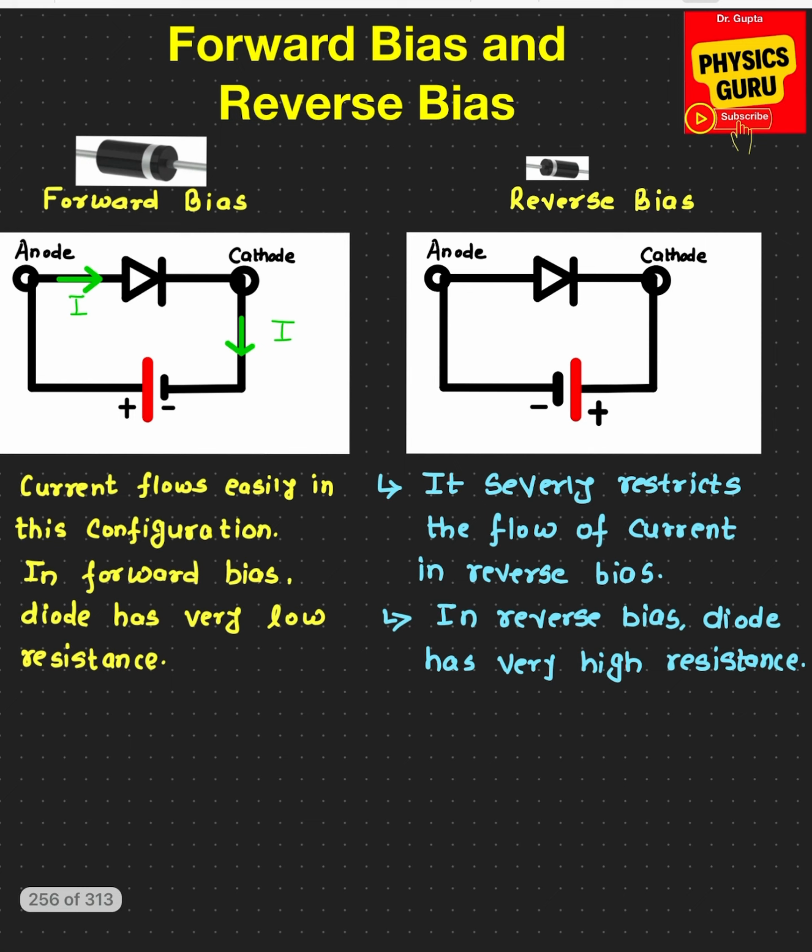So this is it for this video. In the next video, I'll talk a little more about the diode approximation. We'll talk a little more about the forward bias and the reverse bias, and I will also talk about the diode characteristics.